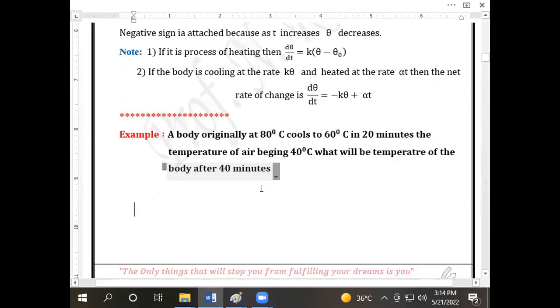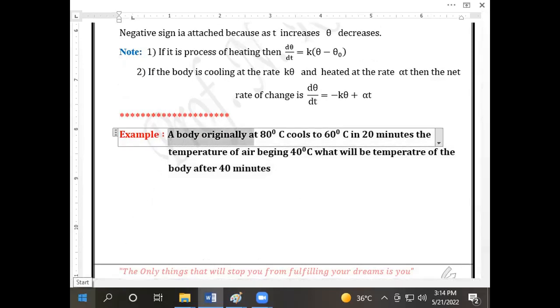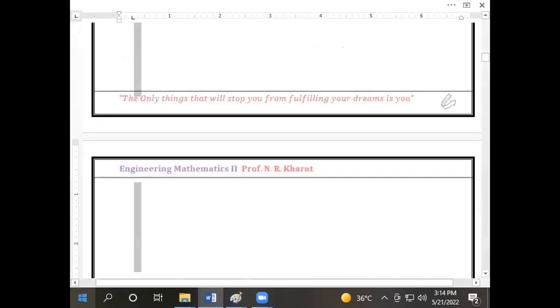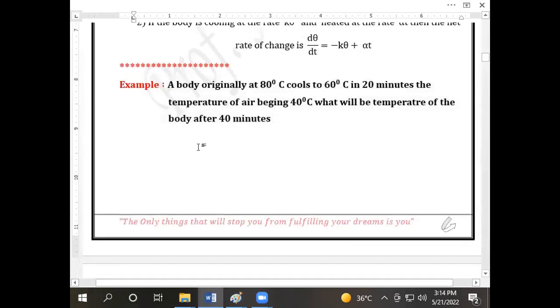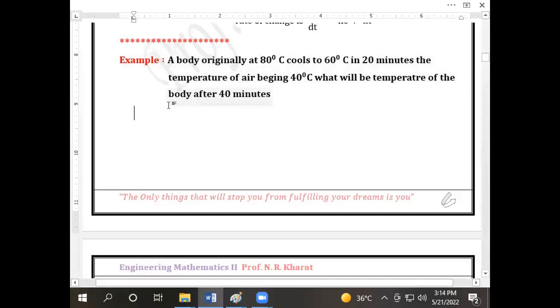A body originally at 80 degrees Celsius, which means the initial temperature of the body is 80 degrees Celsius, cools to 60 degrees Celsius in 20 minutes. The temperature of the air being 40 degrees Celsius, what will be the temperature of the body after 40 minutes? They ask for the body temperature after 40 minutes. Initially, the temperature of the body is 80 degrees Celsius and it cools to 60 degrees Celsius in 20 minutes.